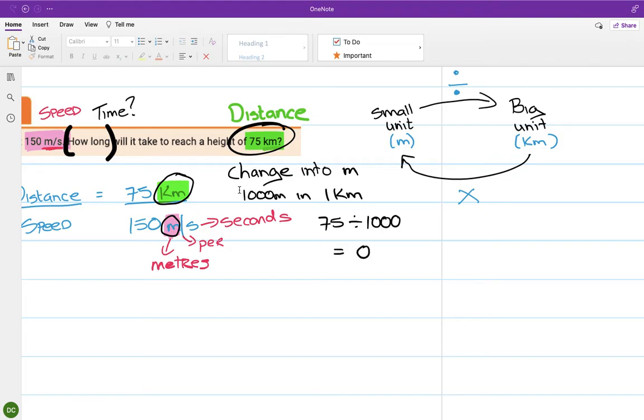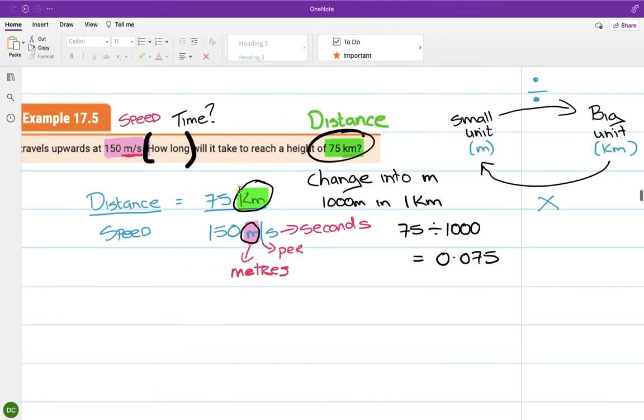And that is 0.075, right? And that's what I'm going to use in here.